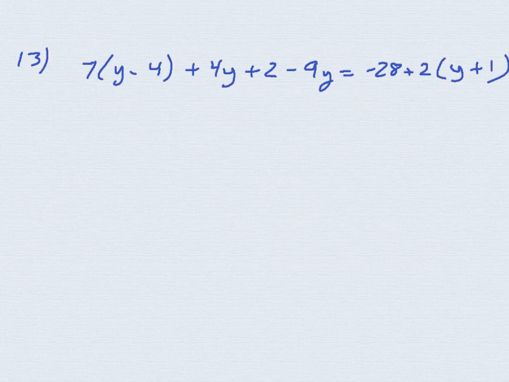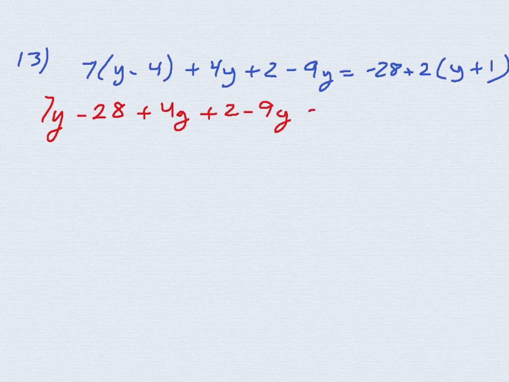Question 13. 7 outside the bracket, so here we go. 7y. 7 times a minus 4, negative 28, plus 4y, plus 2, minus 9y is going to equal negative 28, plus 2y, plus 2.